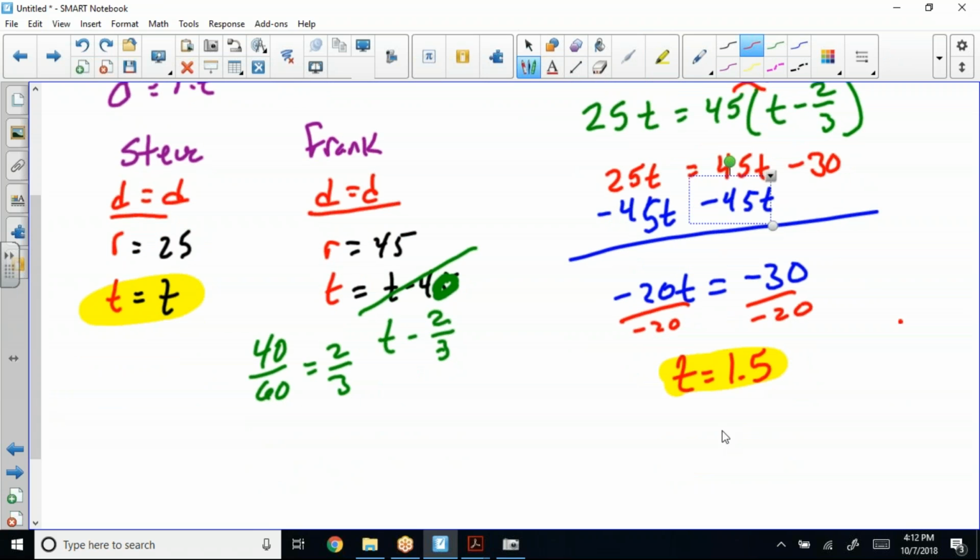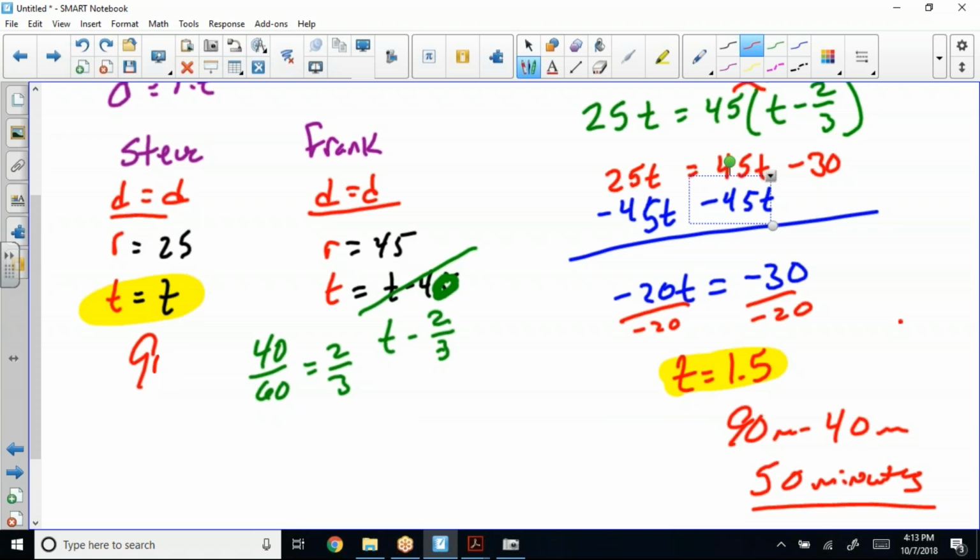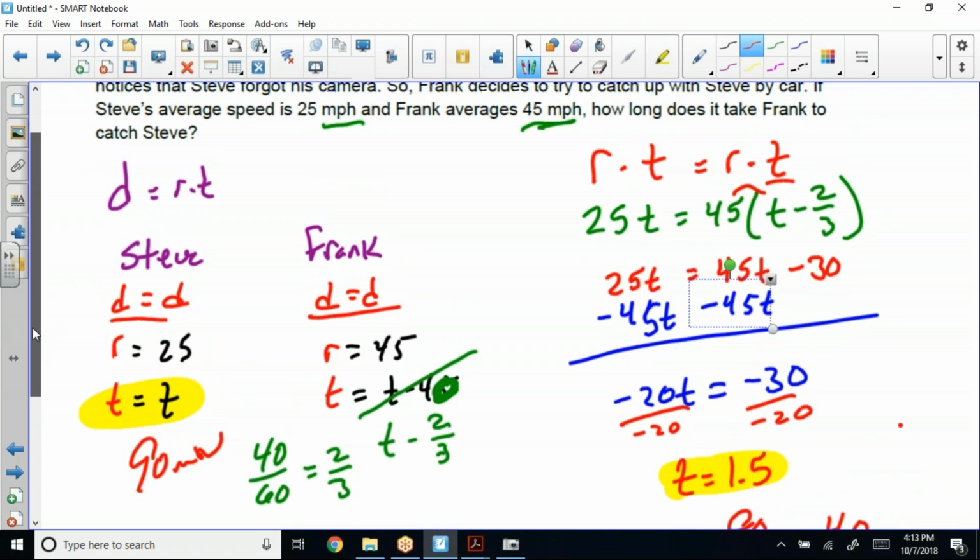So, here we go. So that's what that is. 1.5 hours is what? 90 minutes minus 40, right? So 90 minus 40 is 50 minutes. Now, so he's been driving for 90 minutes while Frank has driven only 50.